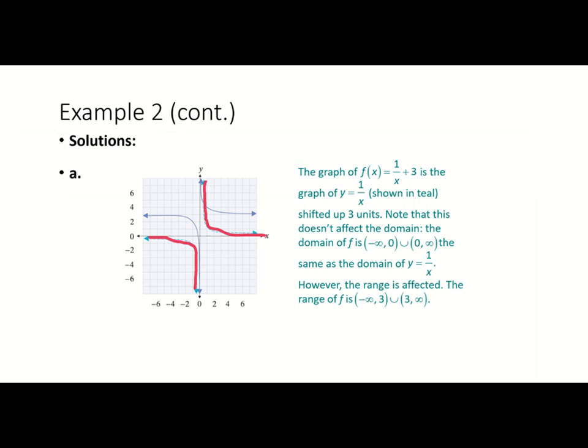And one thing to note, they will ask you about domain and range. The domain isn't going to change because it didn't move left or right. It moved up or down. So the domain did not change. It's the same, but the range is affected because now instead of having 0 as your asymptote, the point where there are no parts of the graph, it is 3 because it was moved up 3 units. So your range did change a little bit. So that's something to note.